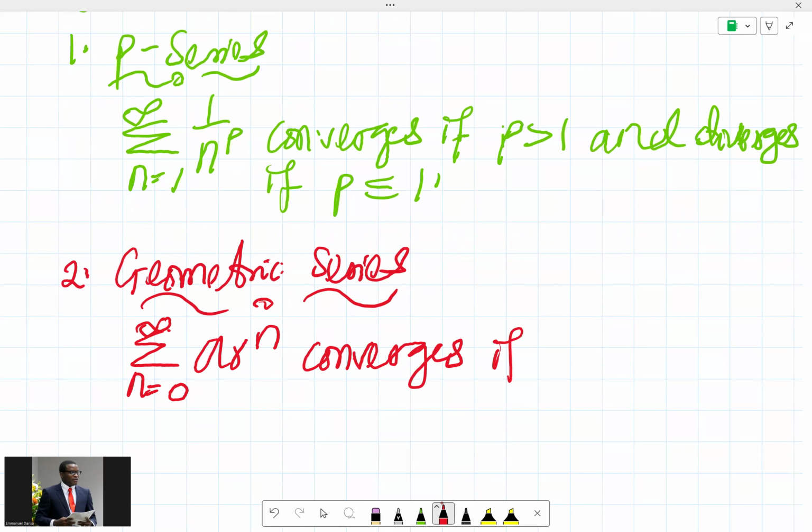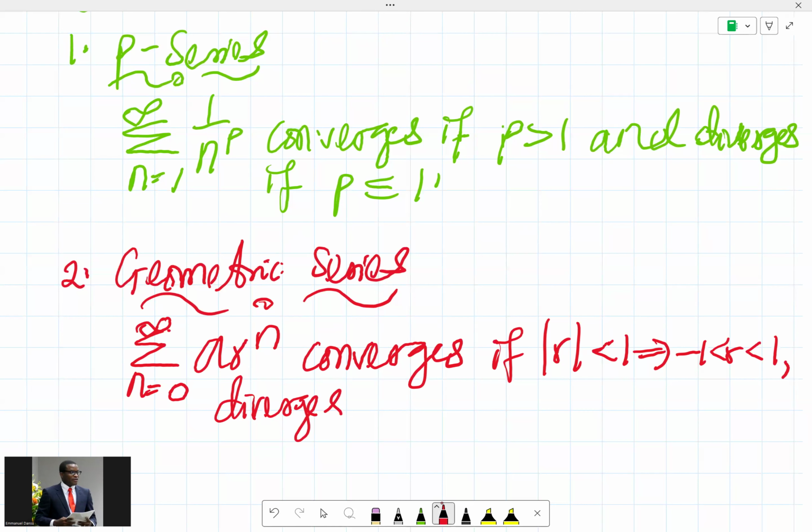This converges if the absolute value of r is less than 1. What that simply implies is that if minus 1 is less than r and r is less than 1, that is, r lies between minus 1 and 1, then the series will converge. If not, it diverges otherwise. So if the absolute value of r is greater than or equal to 1, it will diverge. Starting from r equals 1, we are going to have divergence. That is the idea about geometric series.